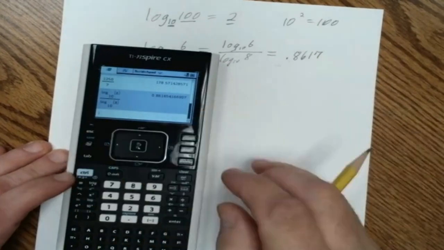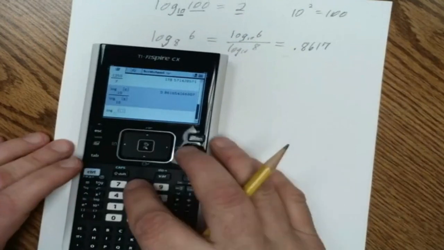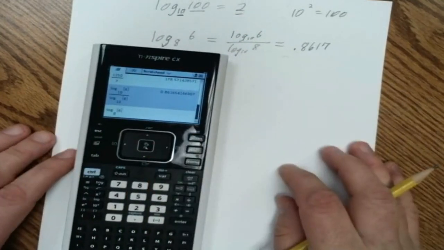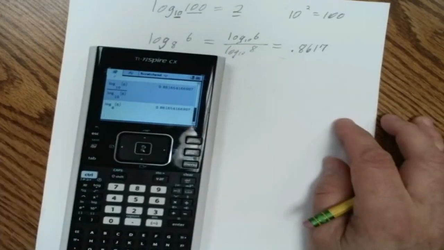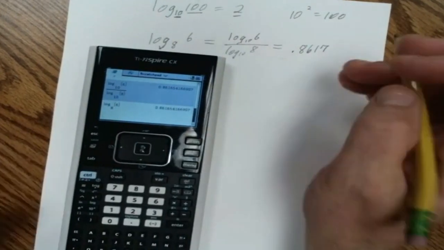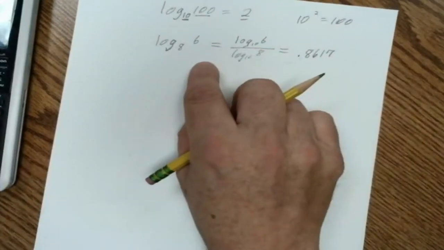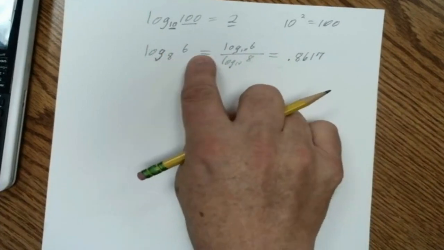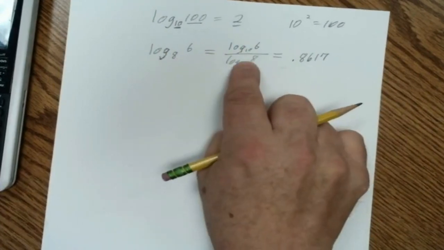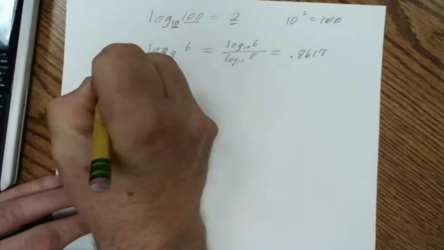Now, since this calculator has the capability of doing it the other way, let's check that. Log base 8 of 6. Look at that, the exact same answer, 0.8617. So this is a nice shortcut. Any cheap little calculator can help you figure out log base 8 of 6 by just converting it. This is the change of base formula.